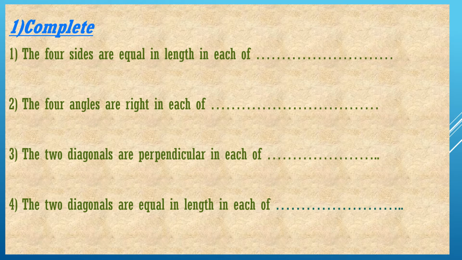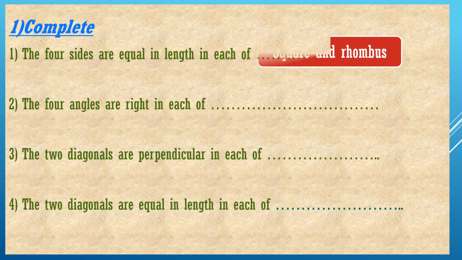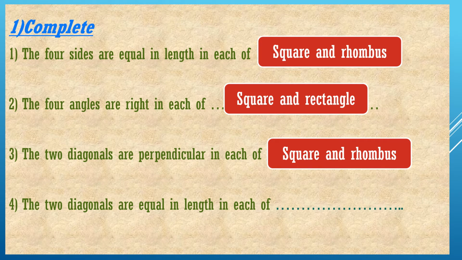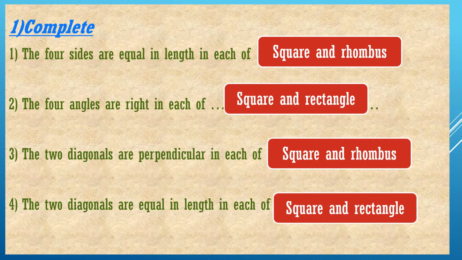Some examples. Number 1, complete. The four sides are equal in length in each of square and rhombus. The four angles are right in each square and rectangle. The two diagonals are perpendicular in square and rhombus. The two diagonals are equal in length in what? Square and rectangle. All of these completions are very, very important. You must study hard, okay?